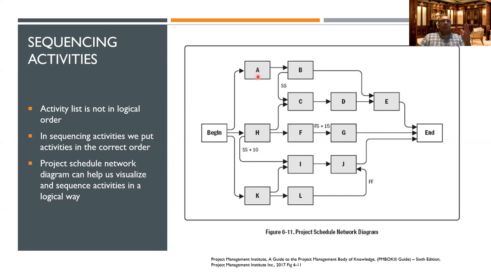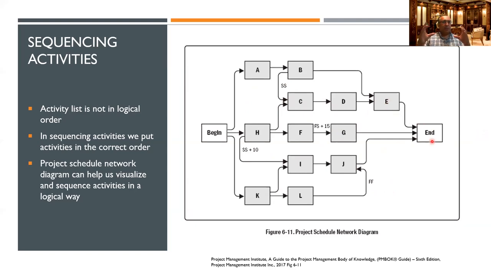Then once you complete A, you start working on B. Same thing when you complete H, you start working on F and C. And when you complete K, you start working on I and L. I'll explain what SS and FS mean shortly. But this is the flow diagram, and it says that you cannot finish the project until you complete all of these activities, A, B, C, D, F, G, H, I, J, up to K. All these activities have to be done, and only then will your whole project finish.